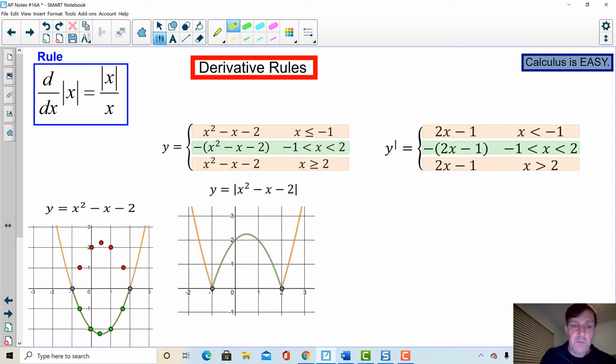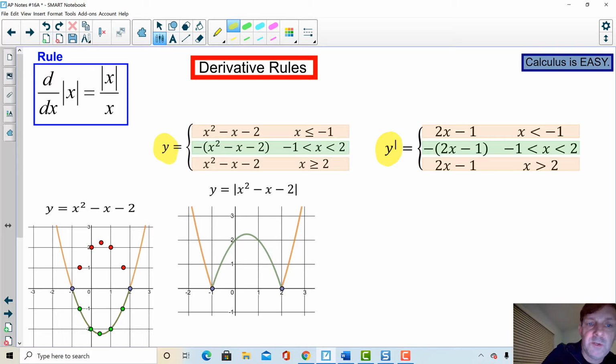Now here's what we know about this new graph. The part in orange did not change. It's still the same function. This part in green is the same function, but it's been reflected on the x-axis, so it just has an extra negative in the front of it. So we can rewrite this function as a piecewise function, and each of those derivatives individually are very easy. So if this function represents our absolute value function, then the derivative is just going to be this right here.